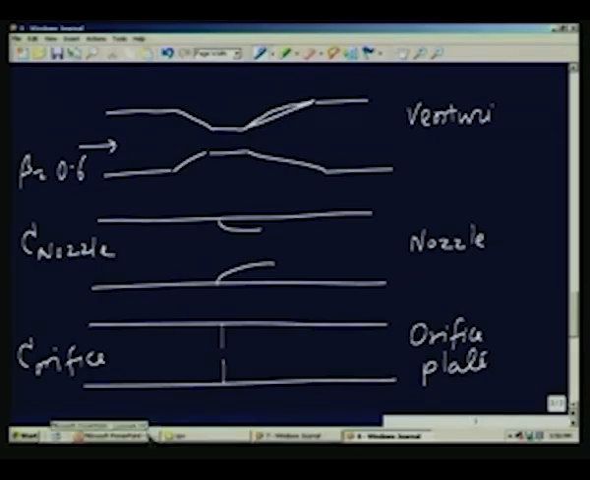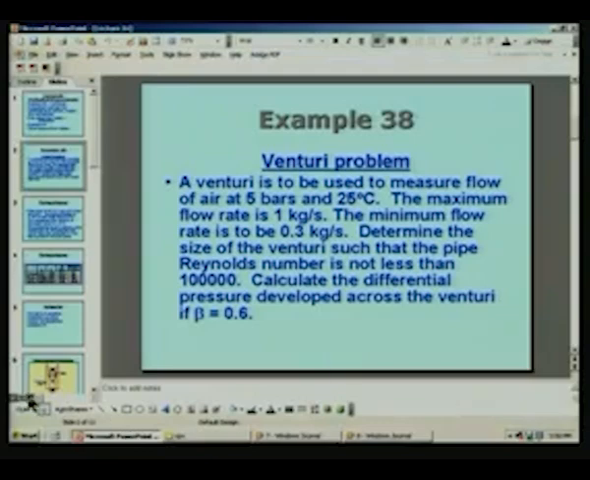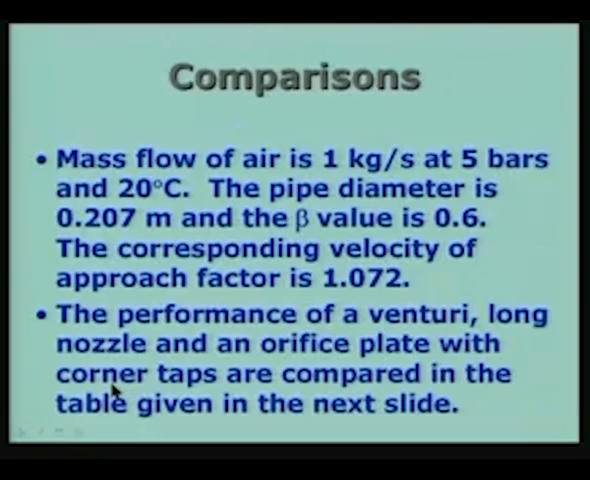This I have worked out, and I will show you on the slide. So the mass flow of air is 1 kg per second at 5 bars and 20 degrees Celsius. That is the inlet pressure and temperature. The pipe diameter is 0.207 as determined in the earlier case, and the beta value is 0.6. These are held fixed. The corresponding velocity of approach factor is also 1.072. All these are fixed for all the three cases.